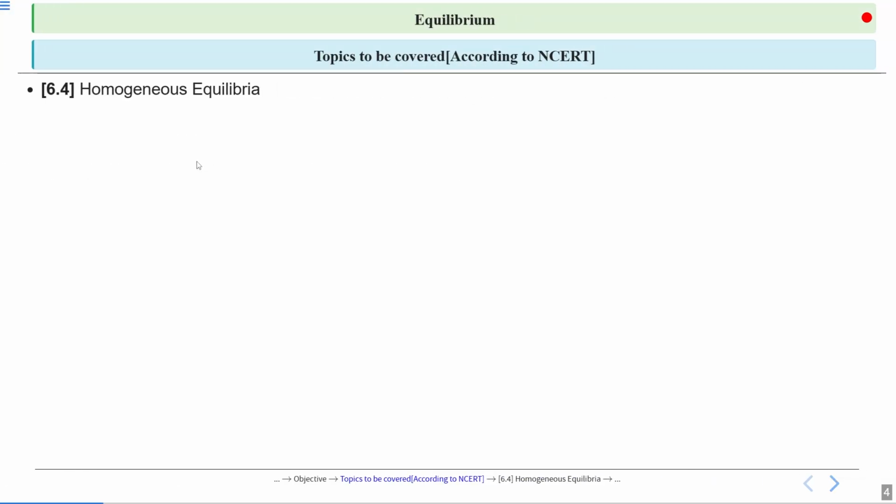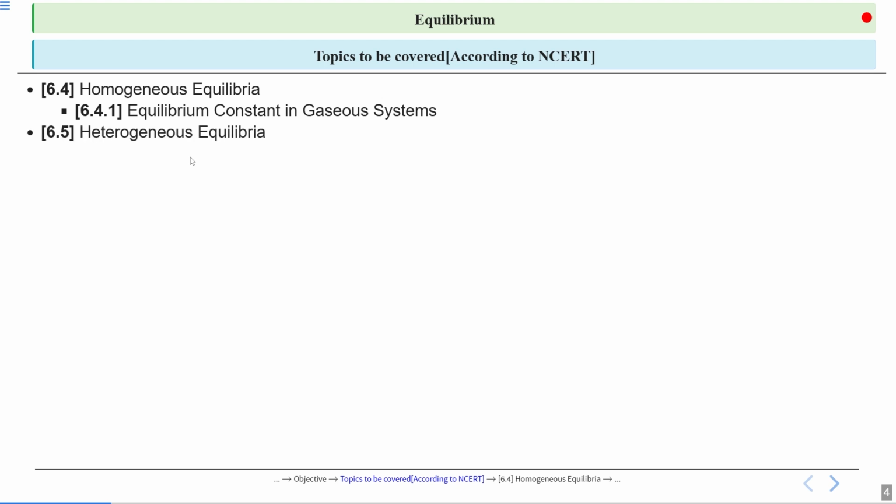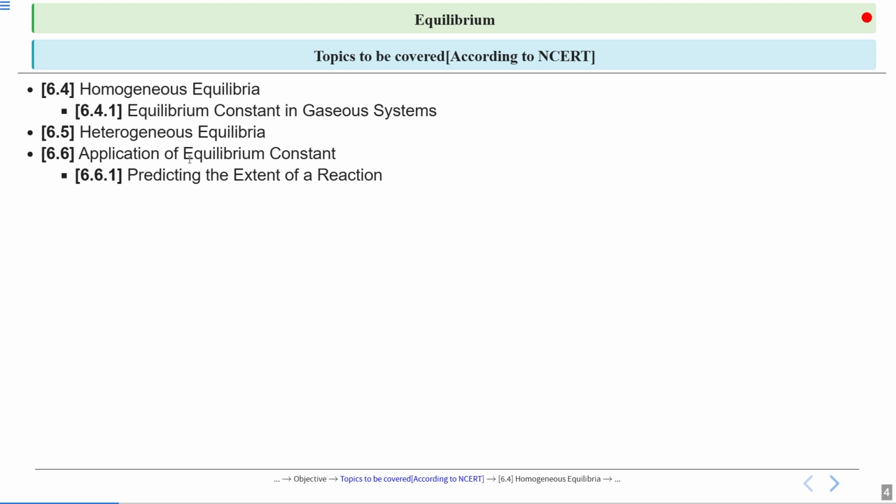First of all, the specific topics of the NCERT that we are going to cover: it would be 6.4, which is homogeneous equilibria, under which we will see the equilibrium constant in the gaseous system. Then we will see the heterogeneous equilibria, in which we will see the applications of the equilibrium constant and how we use it to predict the extent of a reaction as well as the direction of the reaction.